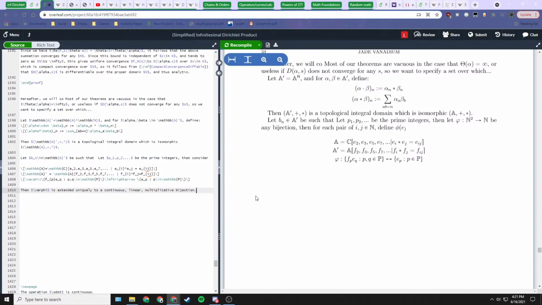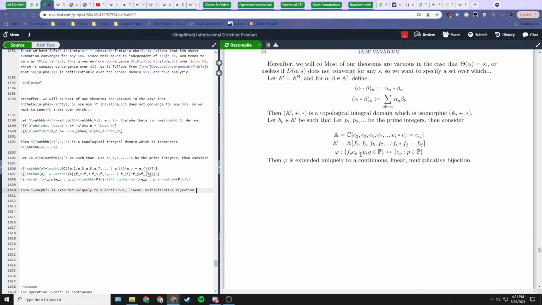So you're just generating a bijection. Both of these sets are countably infinite, and phi ends up with a unique extension to a continuous linear multiplicative bijection, which is both an isomorphism and a homeomorphism. It's really weird how this ends up, but it just turns out this way.